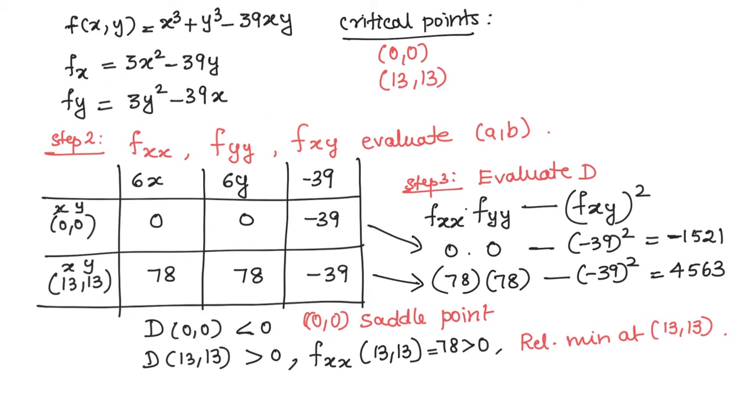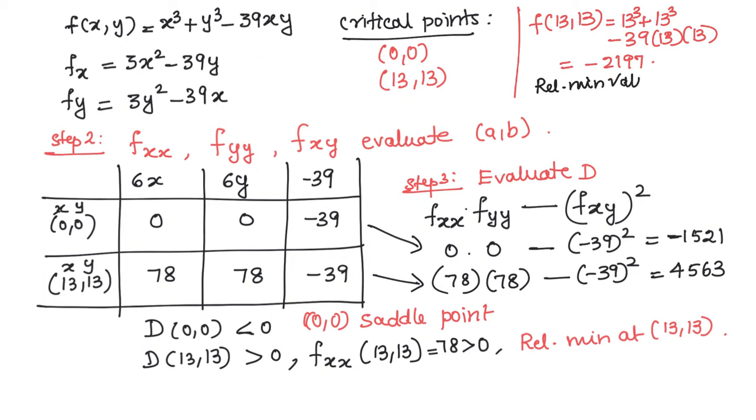But the question is asking what is the relative maximum or minimum values. In order to find the relative minimum value, we need to substitute this into the original function. So find f of 13, 13. So I'm going to find that here, f of 13, 13. So 13 cubed plus 13 cubed minus 39 times 13 times 13. You will get that equal to negative 2197. So we can conclude that the relative minimum value is negative 2197. And it is at 13, 13.